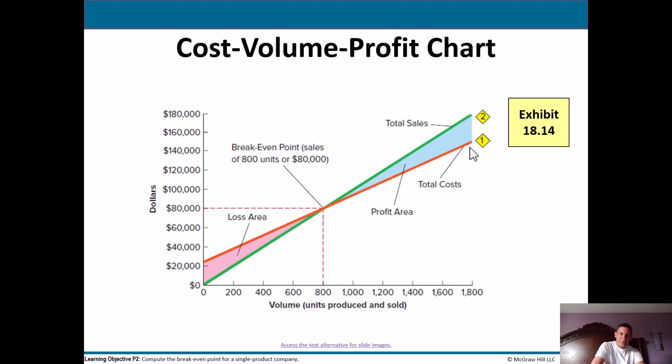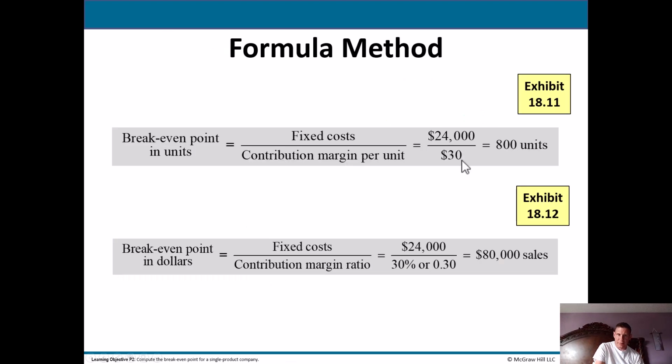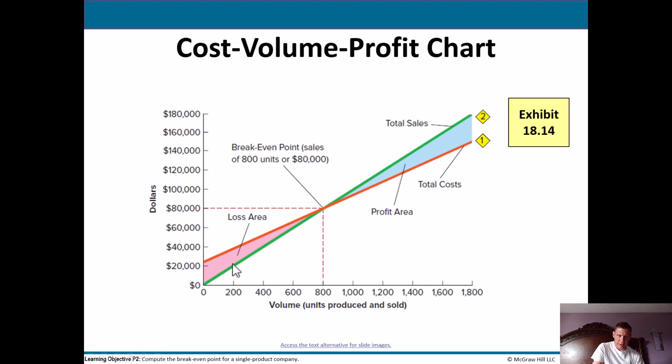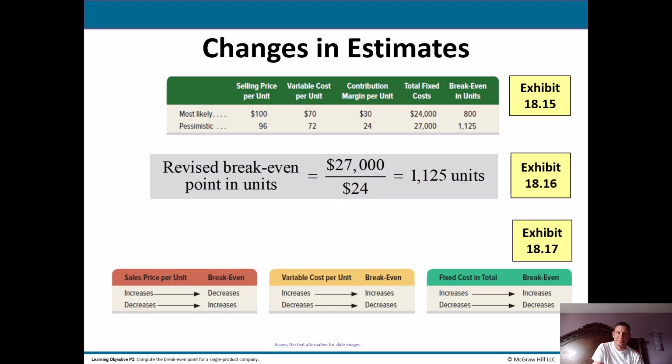And then this is the cost volume profit chart. To be honest, I wouldn't worry too much about this one. I would do the formula method first, and if you want to check yourself, follow up with the income statement method. The CVP chart is really just a good graphic showing that as you produce more and more, the loss area gets smaller and smaller. Eventually you hit your break-even, just as we said, 80,000 dollars or 800 units. Then as you move past your break-even, it gets wider because you're making more and more profit at that point.